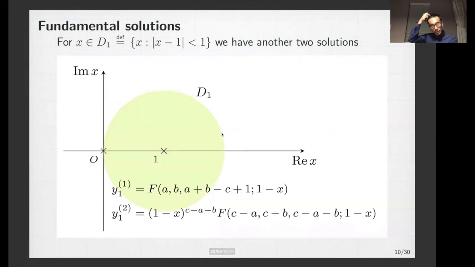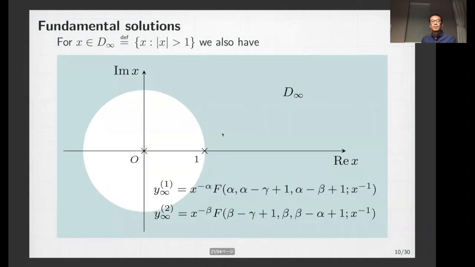Around x equals 1, another singular point, we have another two solutions denoted by this one and this one, and we have two fundamental solutions in this domain. After that, around x equals infinity, we also have two independent fundamental solutions, formulated by this one and this formulation.